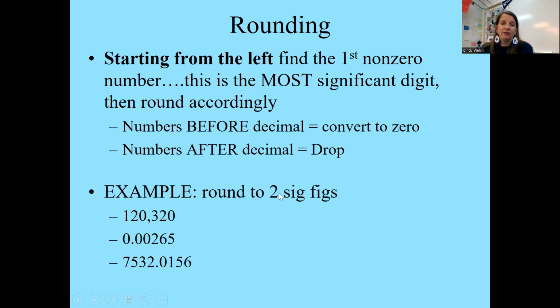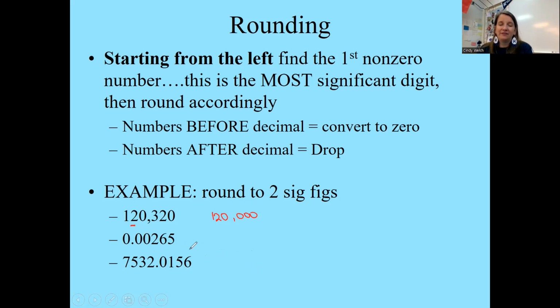So here, if we're going to round these to two significant figures each, this is our second significant digit. We have 120,320. To maintain the value of the number, we would want to round this to 120,000. A lot of students would just want to put 12 so that there's just two sig figs, but you have to maintain the value of the number.